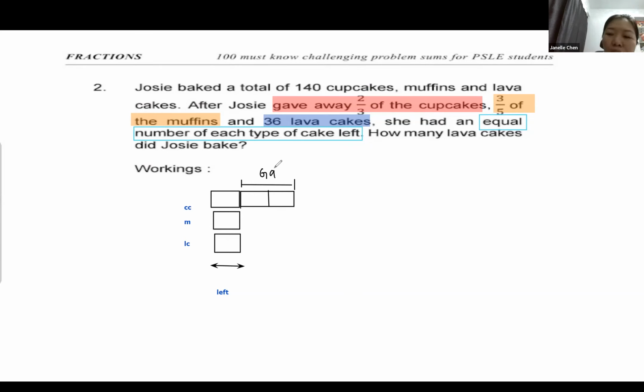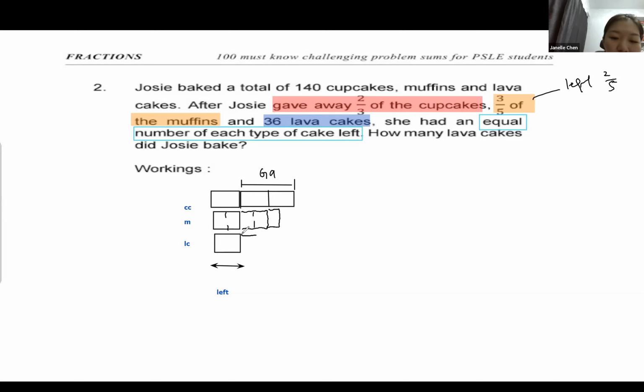Then after that, 3/5 of the muffin also given away. So my muffin, this is my left. Left is equal to 2/5. That's why my unit here is supposed to be 2 units. That means I need to do 3 units more of this, 3 units more of this, 3 units more of this. That's for my muffins. And then gave away 36.